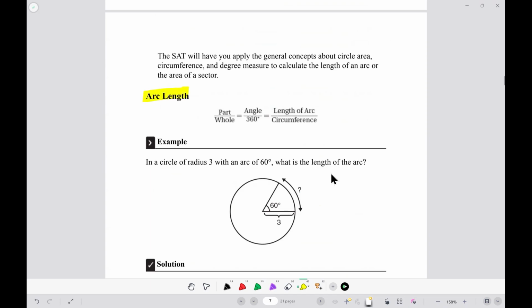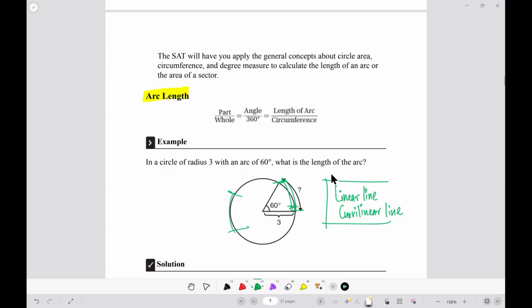We already know what the arc length is. The arc length is nothing but a curvilinear line. In terms of geometry, we have two different types of line: the linear line, and the curvilinear line. So the curvilinear line is just an arc. This is our arc.